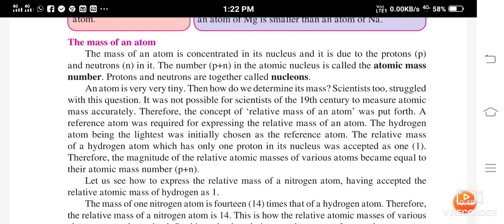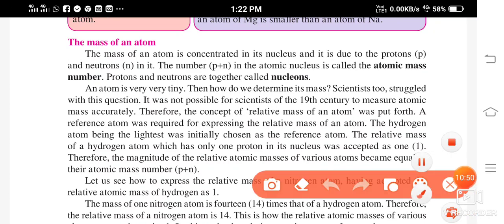Protons and neutrons are together called nucleons. Now see the mass of an atom. How are you going to determine the mass of an atom? You saw the size of the atom. It is the radius of the atom, right? Yes, from the nucleus to the outermost orbit, it is the size of the atom.